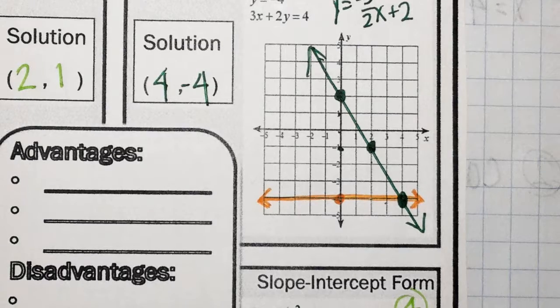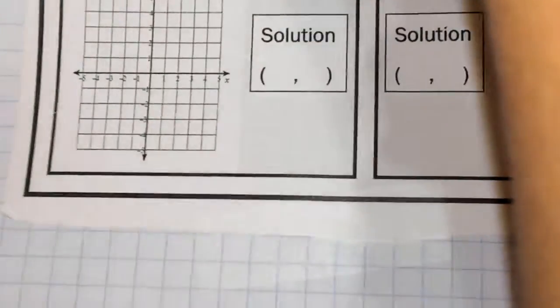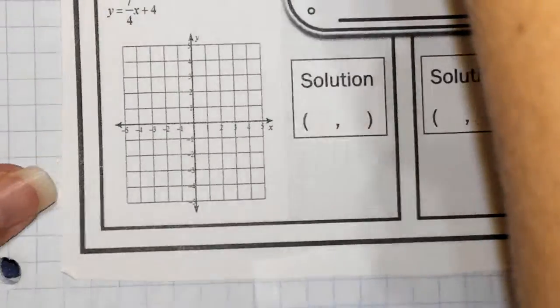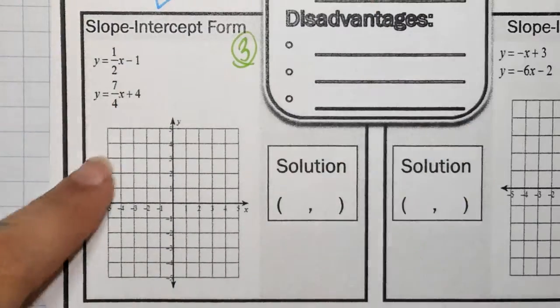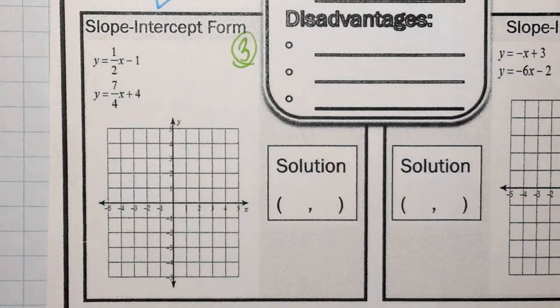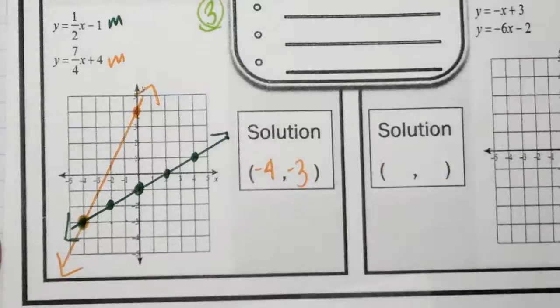Alright, graph number 3 without me. It's already in slope intercept. So what do we start with if it's already in slope intercept? Negative 1. Start with your y-intercept. Go. You're doing it on your own. Number 3.